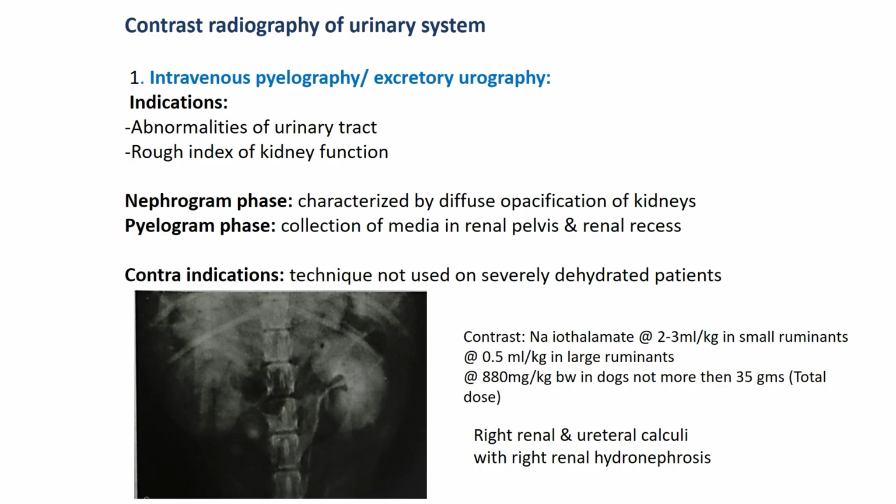Under this, first we will discuss intravenous pyelography or excretory urography. This is a contrast radiography of the kidney, ureter, bladder and the urethra. With the help of this intravenous pyelography, we can evaluate any type of abnormality related to the urinary tract, and it also gives a rough index of the kidney function.